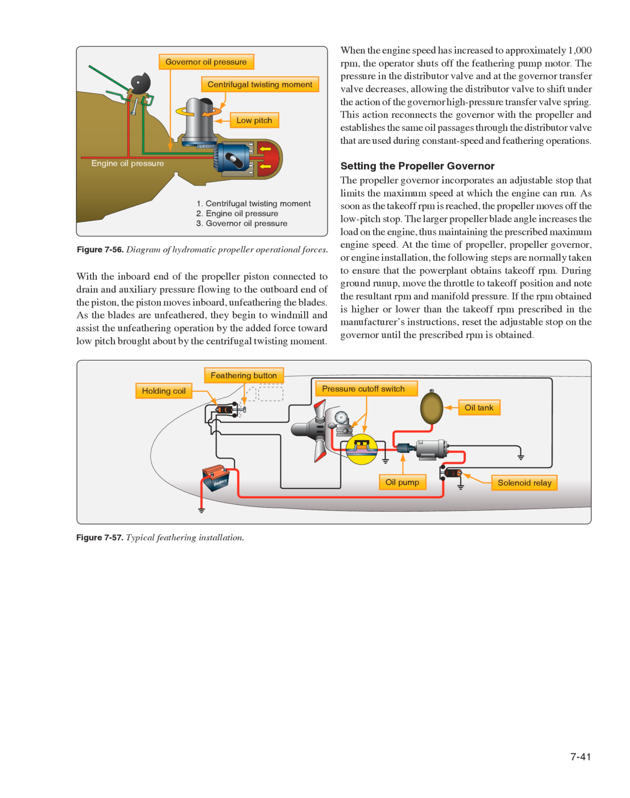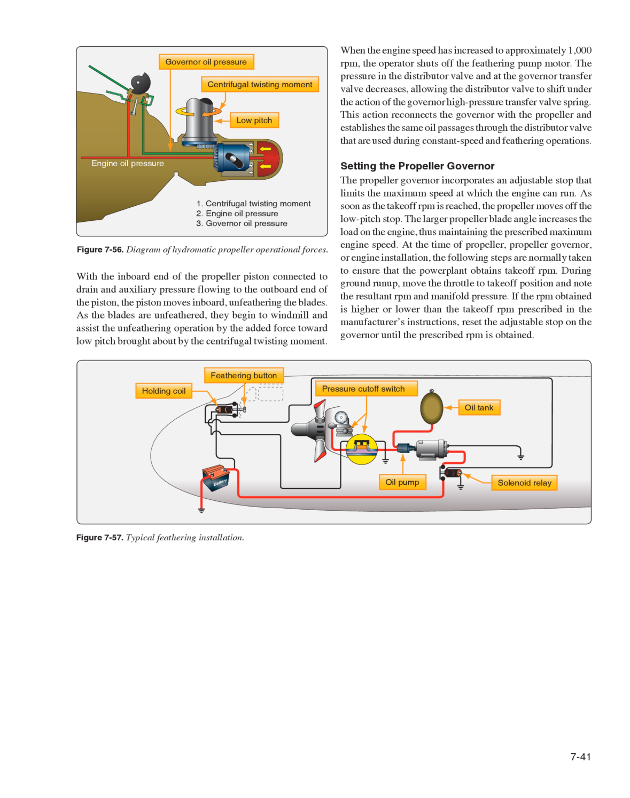When the engine speed has increased to approximately 1,000 revolutions per minute, the operator shuts off the feathering pump motor. The pressure in the distributor valve and at the governor transfer valve decreases, allowing the distributor valve to shift under the action of the governor high-pressure transfer valve spring. This action reconnects the governor with the propeller and establishes the same oil passages through the distributor valve that are used during constant speed and feathering operations.